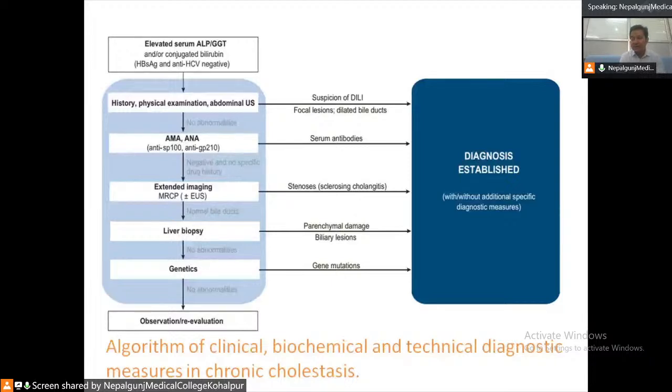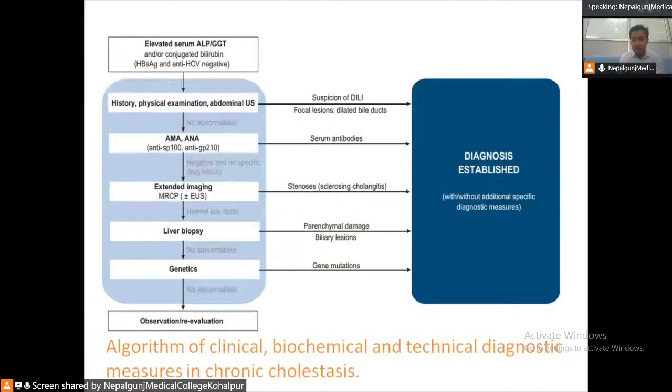You go for genetic testing. There are many genetic diseases, like autoimmune diseases, Wilson disease, alpha-1 antitrypsin deficiency. You can go for genetic testing also. So if this is also negative, you can re-evaluate the cases, you can observe the cases, observation and re-evaluation. Okay, so this is the algorithm for cholestatic liver biochemistry, cholestatic features.